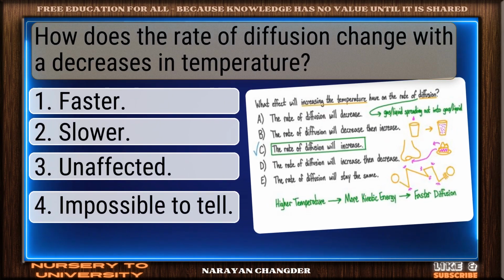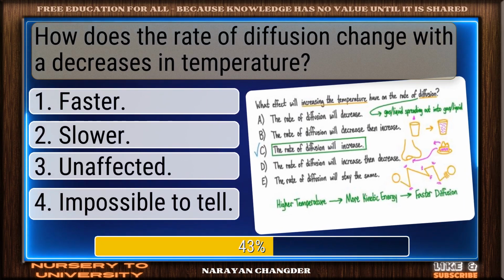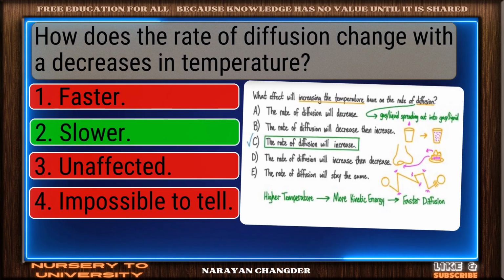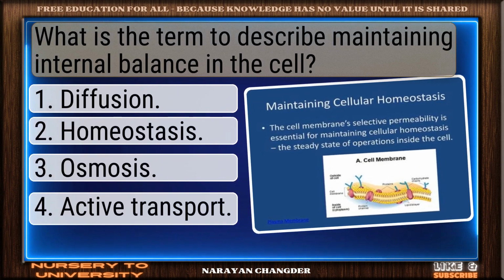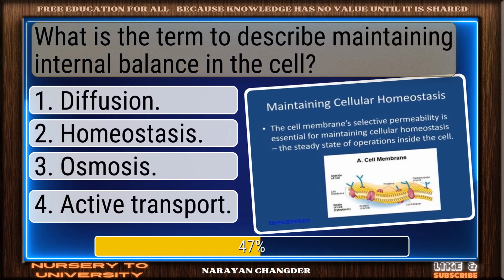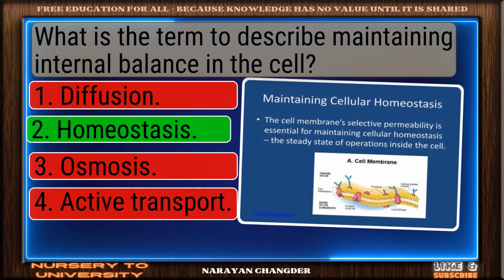How does the rate of diffusion change with a decrease in temperature? Correct response. Slower is the most accurate answer. What is the term to describe maintaining internal balance in the cell? Well done. Homeostasis is the right choice.